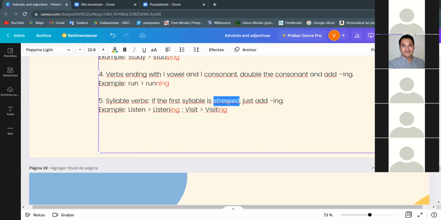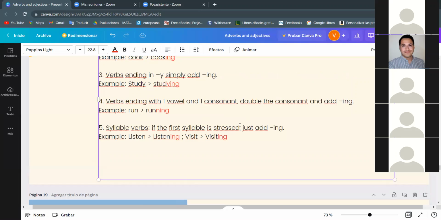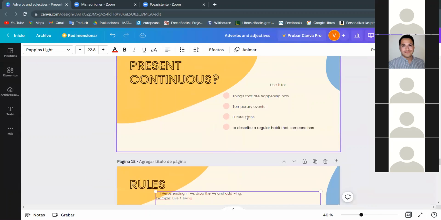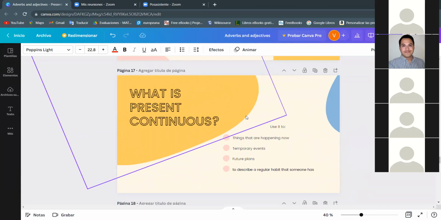Okay, acento de voz. I think it says it is in Spanish. So listen, listen. The first syllable is the one that is being emphasized. Or visit. It works like that, and you just add ing. So basically, present continuous, add ing.